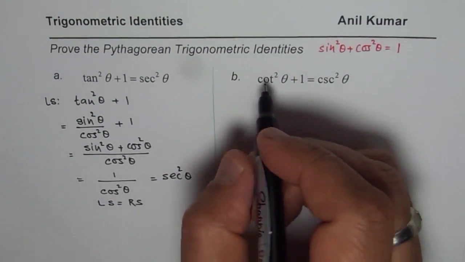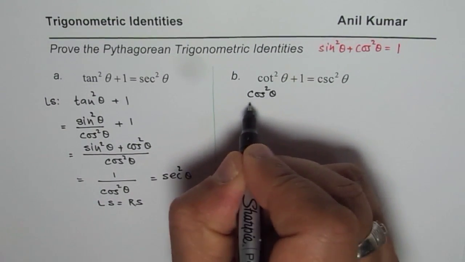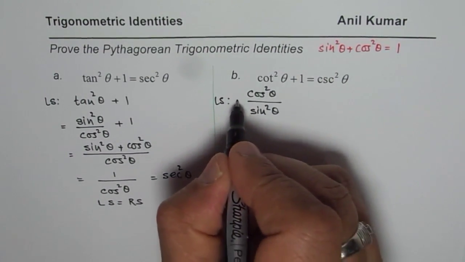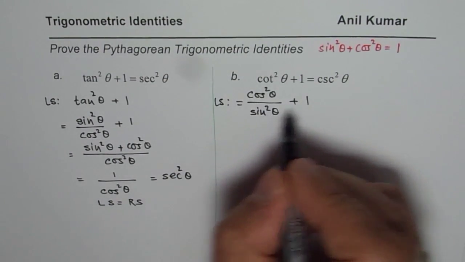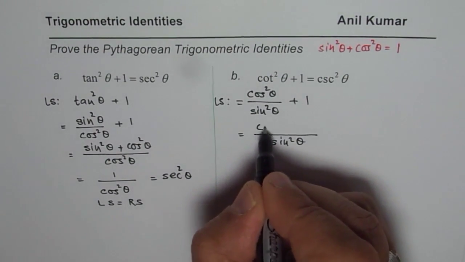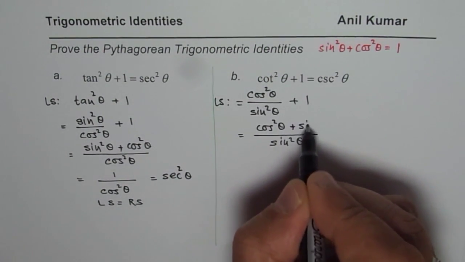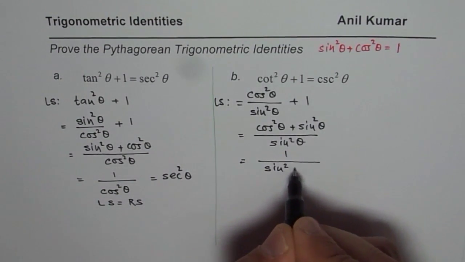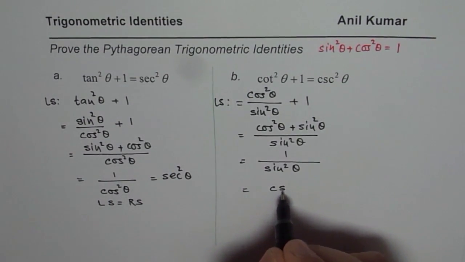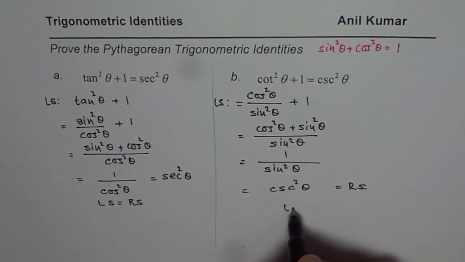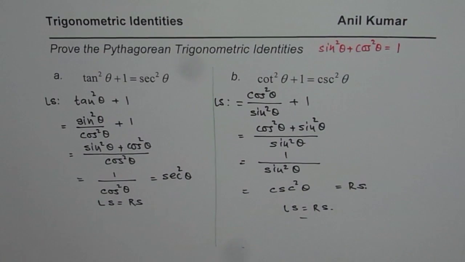Cotangent will be cos over sine, right? So it is cos square theta over sine square theta. We have started with the left side, which is this plus 1. Now we'll take the common denominator, which is sine square theta. And we can write this as cos square theta plus sine square theta, so the numerator is 1 and the denominator is sine square theta. 1 over sine square theta is cosecant square theta, which is the right side. So we have proven that the left side equals the right side. That is how you can prove these identities.